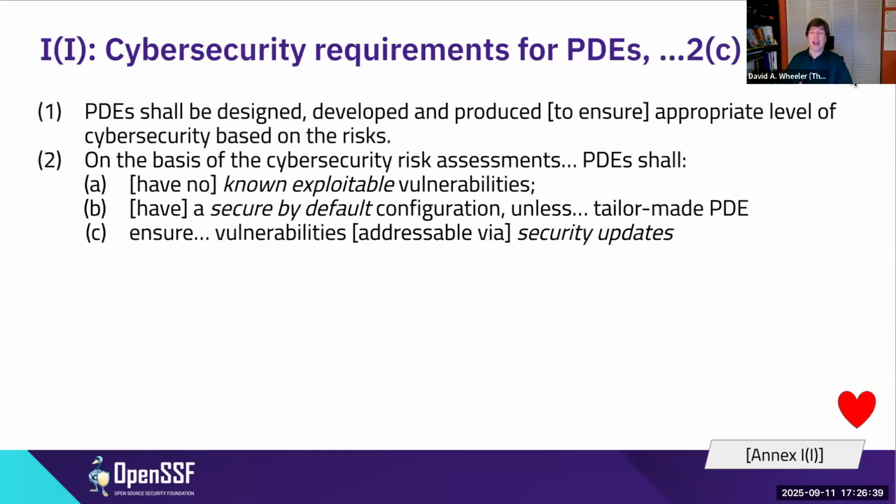Now, wait a minute, what's that annex all about? Well, here's Annex 1, Part 1. This is some of the things that's required. PDEs shall be designed, developed, and produced to ensure appropriate level of cybersecurity. On the basis of the cybersecurity risk assessments, PDEs shall have no known exploitable vulnerabilities. A component might have a vulnerability as long as it's not exploitable in that larger context, but you can't have a known exploitable vulnerability and sell it.